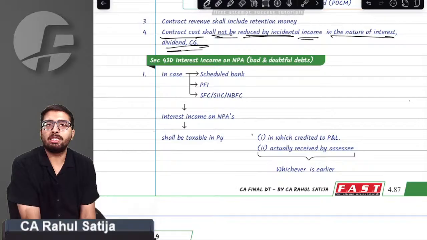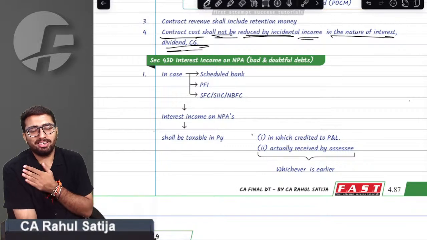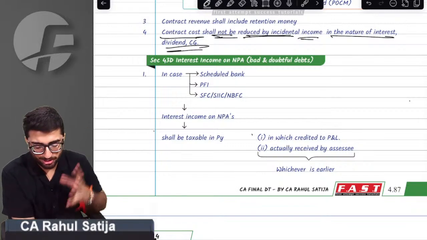Continuing further, we have 43D. What 43D says? Any doubt till now? Yes, sir, clear. Oh my God, Monisha, you are winning my heart. You are just writing clear yourself. Oh, wait. Thank you so much, Monisha.